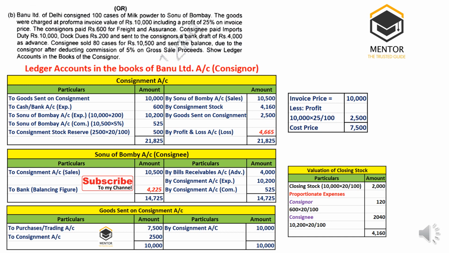Once we close, we will get the profit or loss. In this case it is a loss of 4,665. Then we will get the amount payable to the consignee as 4,225, since we incurred the loss. Then the goods sent on consignment account will be closed by transferring the 7,500, that is the cost, to the purchases or trading account. This is the precise way of solving the problem with regard to the invoice price method.